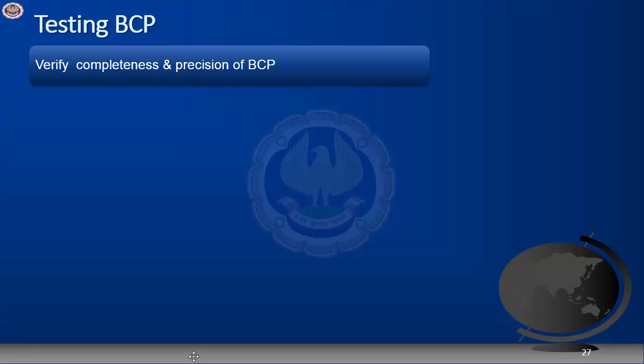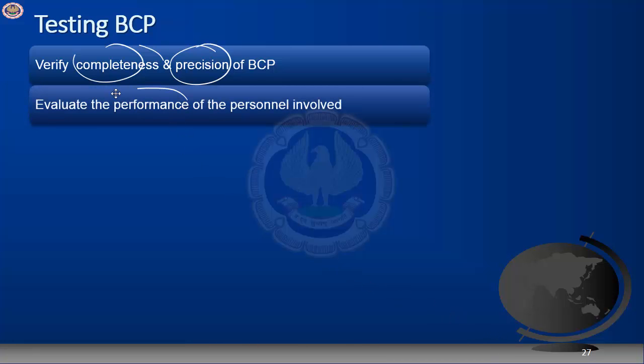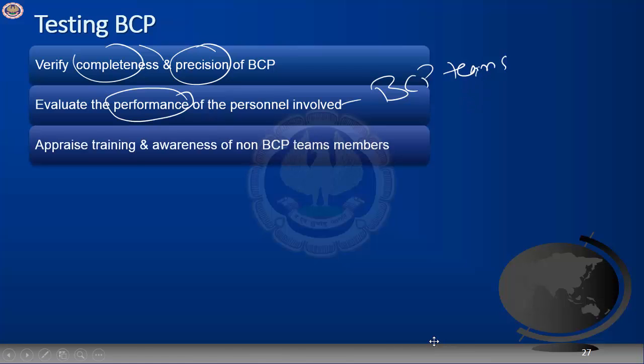So what is involved in testing the BCP? You verify the completeness and the precision of the BCP in terms of meeting the requirement. You evaluate the performance of the personnel who are part of the BCP teams. So look at what the BCP teams were there, and whether they're able to deliver what is required as per the test objectives. You also appraise the training and awareness requirements, whether the employees have been properly trained. And you also look at the non-BCP team members who also have a role to play, what roles they're supposed to perform, and whether they meet the requirements.